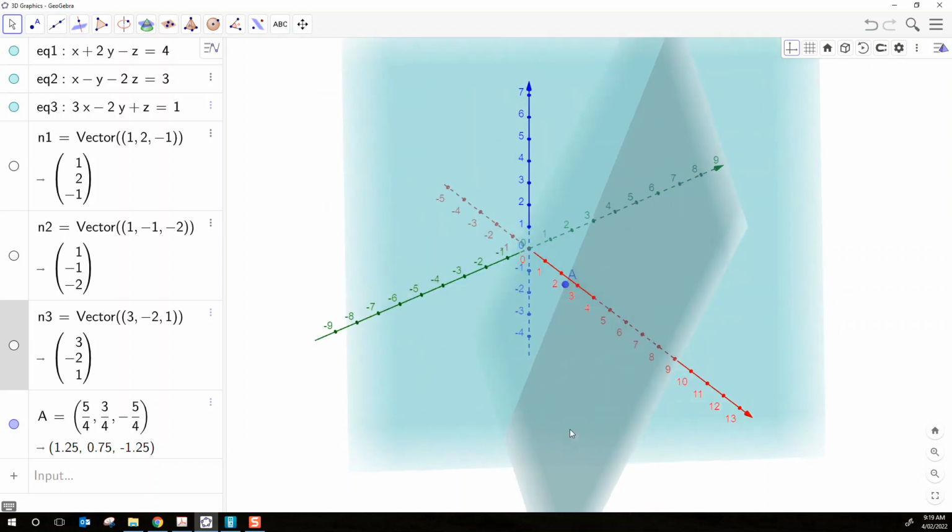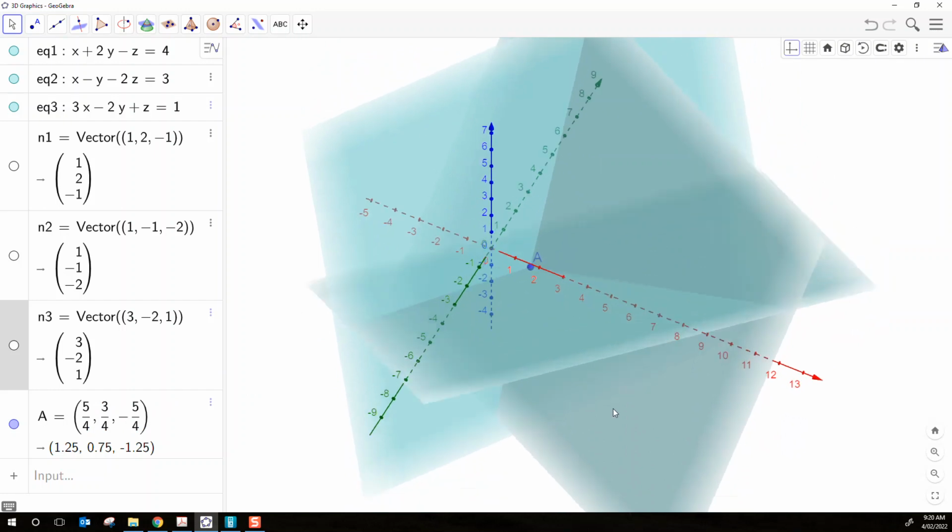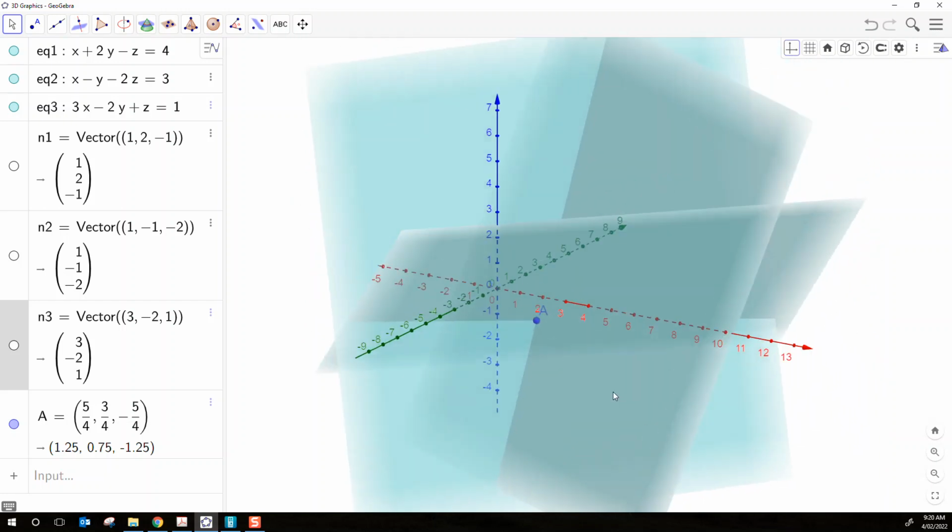Now, this is one of the possible outcomes when we have a system of three equations. A consistent set of equations producing a unique solution, and all three planes are in different directions, and that's why we get that unique solution.